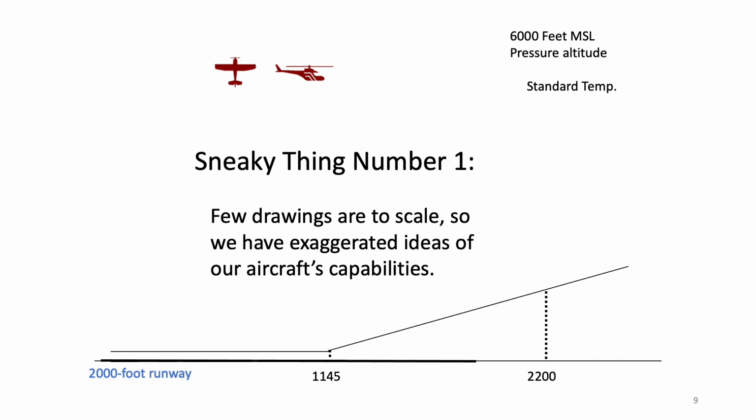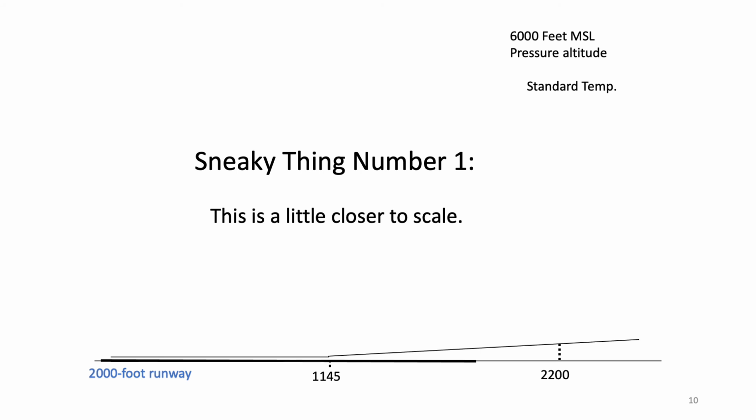Sneaky thing number one is that we instructors very rarely draw these little diagrams to scale, and I'm as guilty of this as any instructor, and that's because drawing them to scale is difficult. This is what the same drawing would actually look like if it were to scale, because a 50-foot obstacle is a very small part of a 2,000-foot runway. And so you end up with a very shallow climb gradient at 6,000 feet, even if it's standard temperature and standard pressure. That's an important thing for you to internalize.